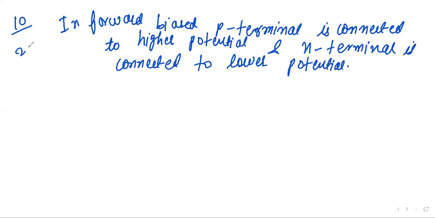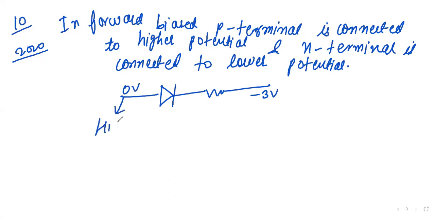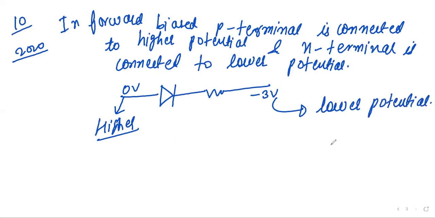So it was asked in 2020. For forward bias, P should be at the higher potential, right? And N will be at the lower potential. So option D is matching, right? So your diagram is given like this. So the zero value is more, right? So it is at higher potential. And this is at low potential, the negative part is given. So this is at lower potential, right? Now see the next sum.